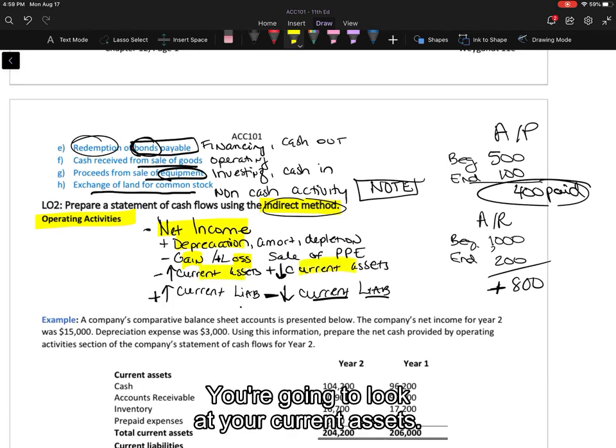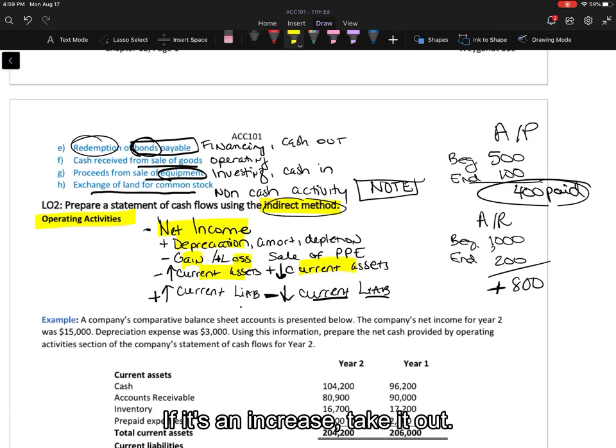You're going to look at your current assets. If it's an increase, take it out; decrease, add it back in. So far, it's really been the opposite. Depreciation is normally taken out, right? It's a negative. We add it back in.